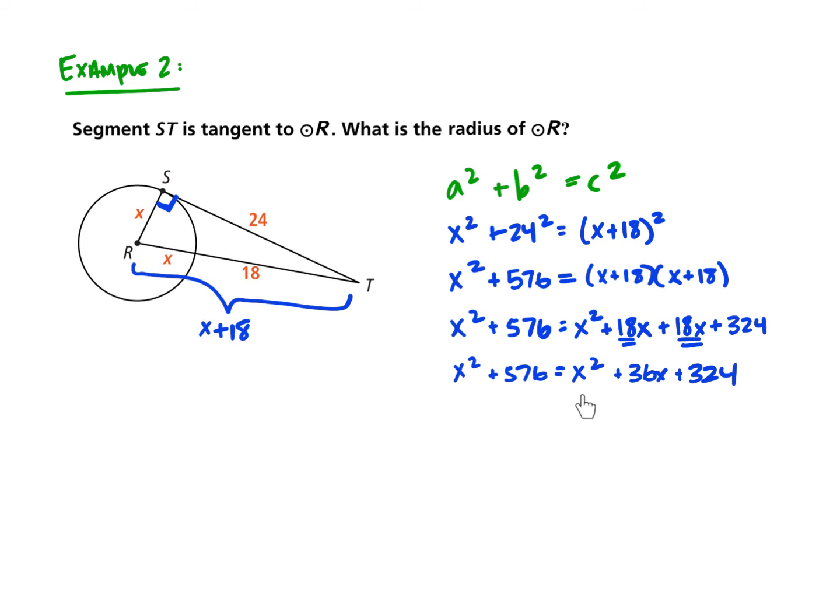Now at this point, some of you are realizing, wait a minute, I have an x squared term and I have an x term. Does that mean I'm going to have to factor this to end up solving it?